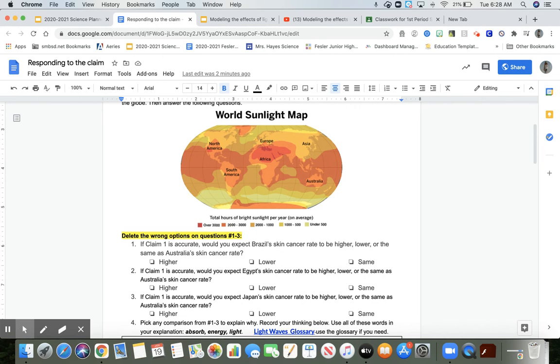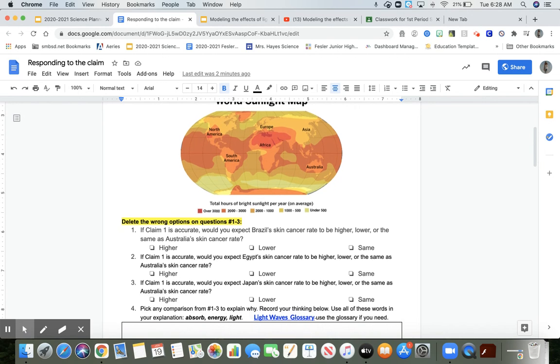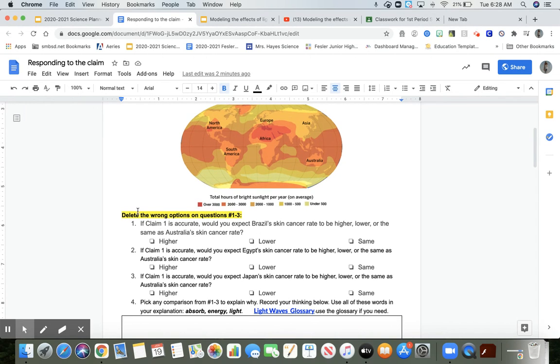All right, so here's what we're going to do on questions 1 through 3. It says delete the wrong options. So notice in these questions you have higher, lower, and the same. So we're going to delete out the wrong one. So if claim 1 is accurate, would you expect Brazil's skin cancer rate to be higher, lower than or the same as Australia? So Brazil, in case you don't know, is right over here.